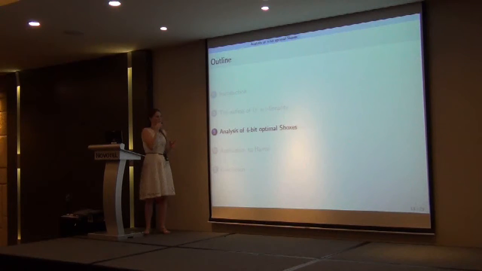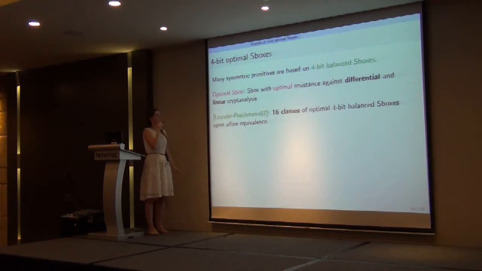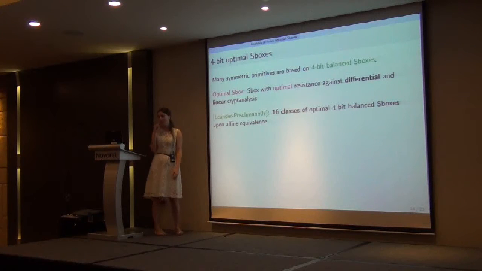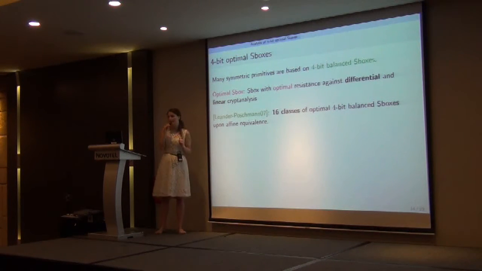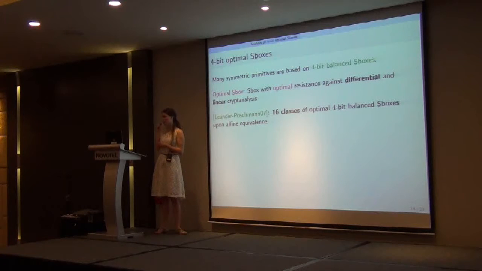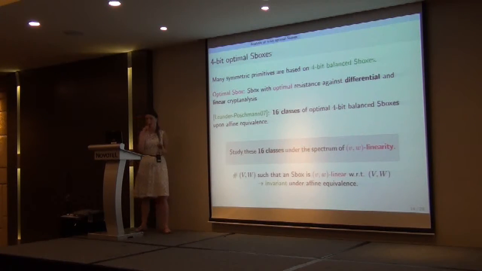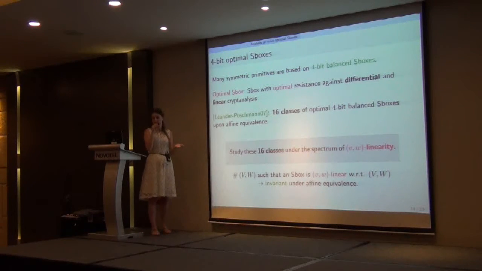Next, we will analyze the 4-bit S-boxes under the spectrum of this new notion. Why the 4-bit S-boxes? Because they are used in many symmetric constructions. And what we call optimal S-boxes are just S-boxes that are optimal against linear and differential cryptanalysis. In a paper of 2007, Leander and Poschmann studied this type of functions and proved that up to affine equivalence, we have 16 classes of optimal 4-bit balanced S-boxes. So what we did here is to study these 16 classes under the spectrum of VW linearity.